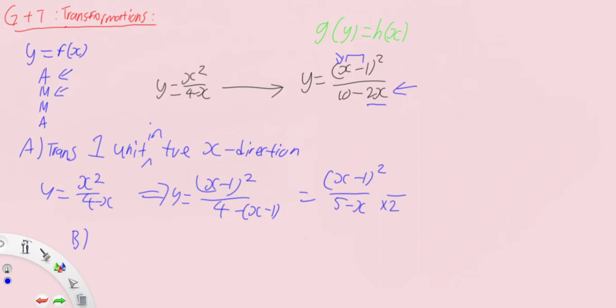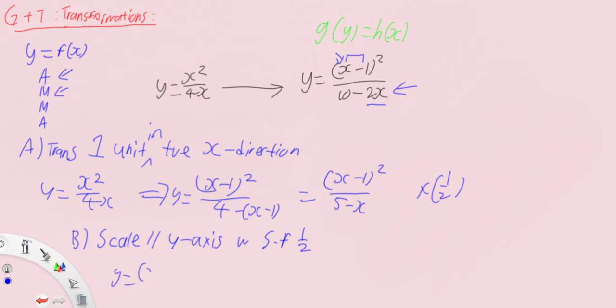Alright, so if you're going to multiply the whole function by half, that means it is a scaling that is parallel to the y-axis now, because our y values are now halved and we have a scale factor of half. This will then get us the final curve from (x minus 1) whole thing squared over 5 minus x. It becomes y equals to (x minus 1) whole thing squared times half, which means our denominator 5 minus x times 2, 10 minus 2x.